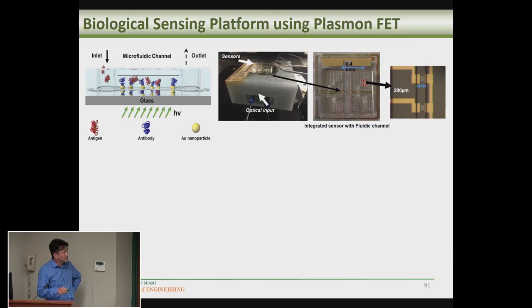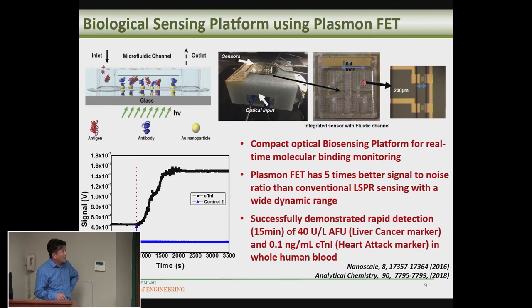And these are prototype sensors. In a 1 inch by 1 inch glass wafer, we have more than 100 sensors integrated. And then this shows the small sensors inside the microfluidics channel. So we were able to detect the real-time molecular binding from the sensor. And we also demonstrated it's much better than current existing optical technology, and successfully demonstrated the cancer biomarker and also heart attack biomarker using whole blood. Yeah, that's it.